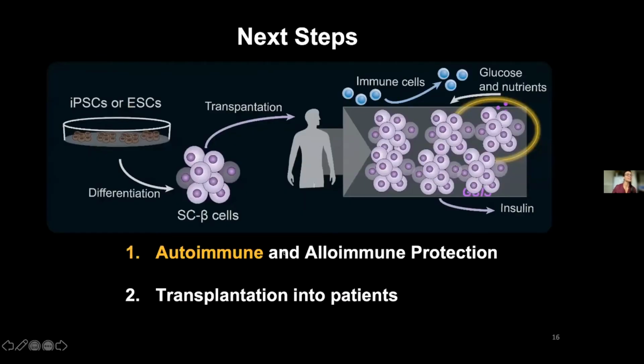Yeah, as I said, the next steps is protecting or finding a way to protect the beta cells from autoimmunity and also alloimmunity. And then finally, the long-term goal would be then transplant the cells into patients.